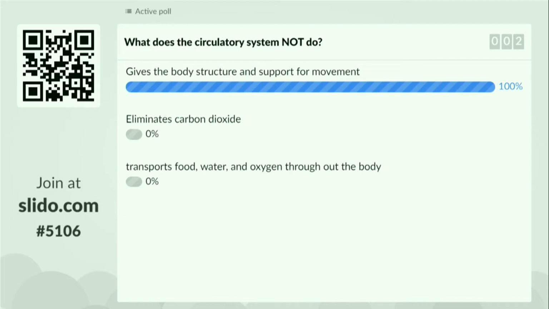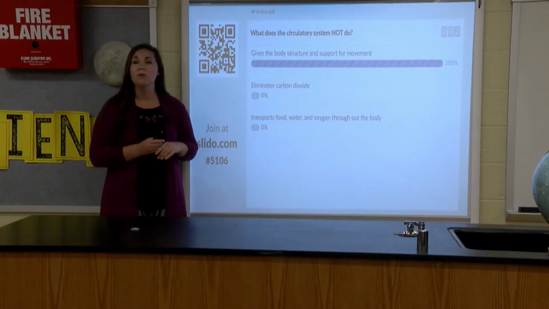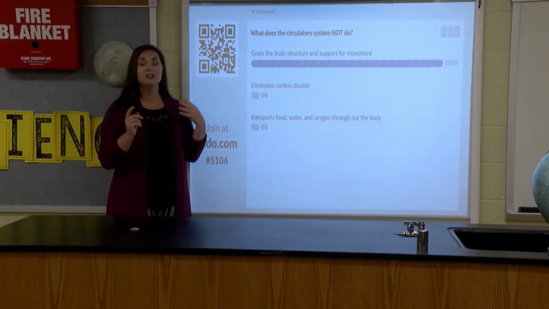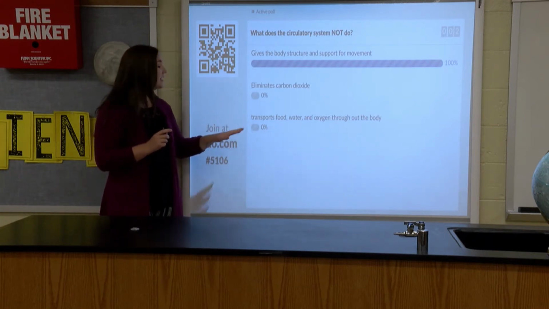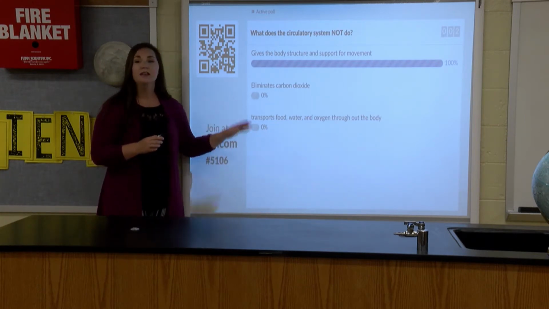Going over this, the circulatory system does not give the body structure and support for movement. Remember, we talked about how your skeletal system and muscular system help with that. But it does eliminate carbon dioxide, and it does transport food, water, and oxygen throughout the body.